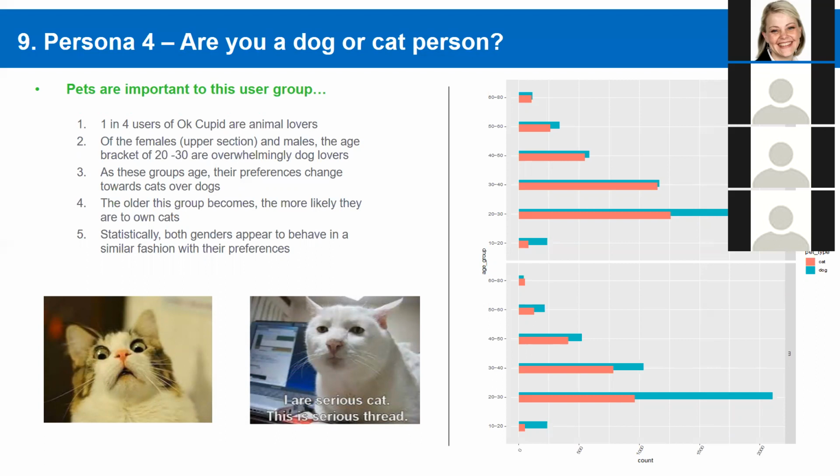And it's also interesting with these age groups that their preferences change from dogs to cats as they age. So looking at any of those groups, it was very definitely dog lovers for the younger people and then cat lovers for the older people. Statistically, though, both genders did behave the same, and that was a point to note, is that any marketing activity to both groups from an animal lover's perspective is applicable to both of them.